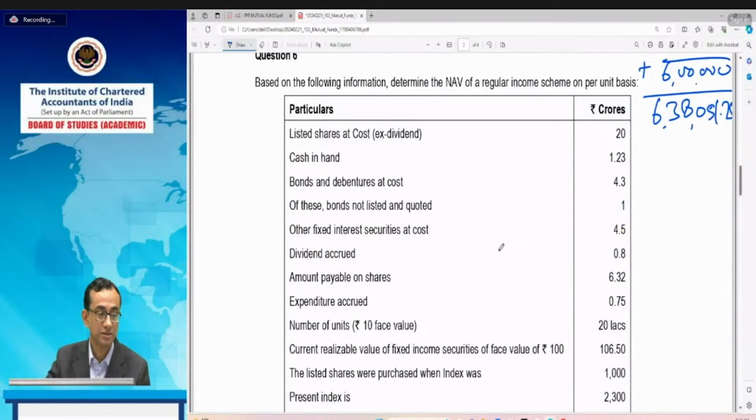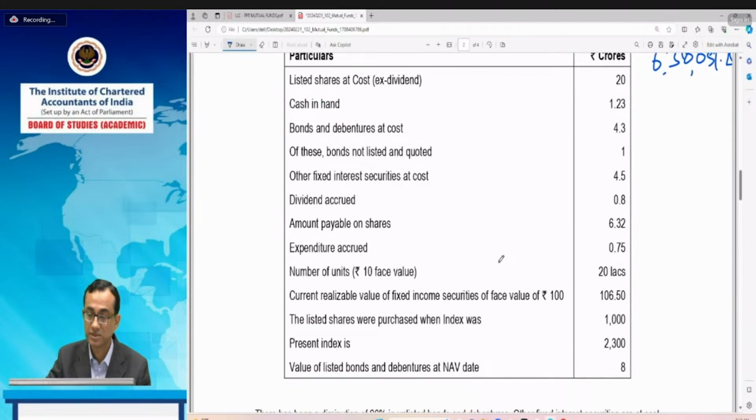Okay, now come to the next question. Question number six. Listed shares at cost is given, cash in hand is given, bonds not listed and quoted are given, other fixed securities are also given, dividend accrued, amount payable on shares, and expenditure accrued are given. The number of units is also given, along with the current realizable value, the listed shares purchased, and the present index. So I will try to explain in the question itself so that you are able to understand this.